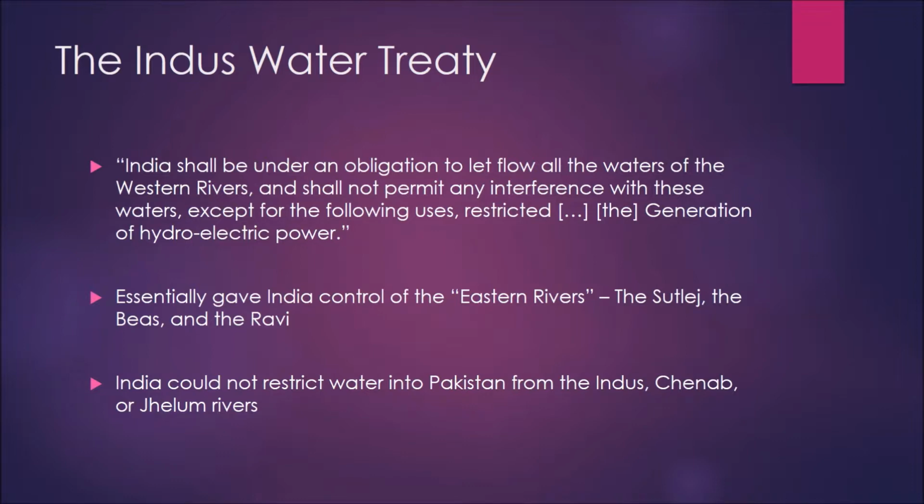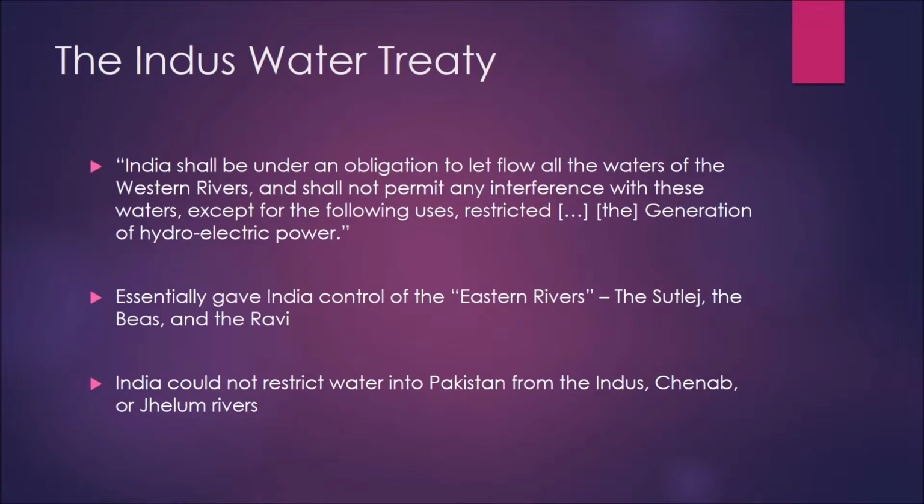But in 1960, there was a treaty written called the Indus Water Treaty. And just a little section from that treaty that will be important for this topic says that India shall be under an obligation to let flow all the waters of the western rivers, and shall not permit any interference with these waters except for the following uses, restricted to, and there were a few things, but the last one was the generation of hydroelectric power.